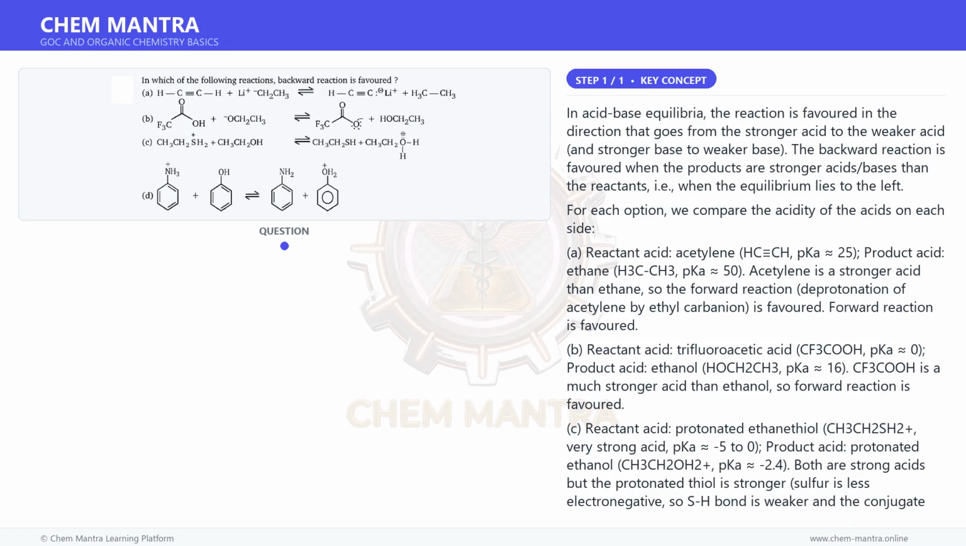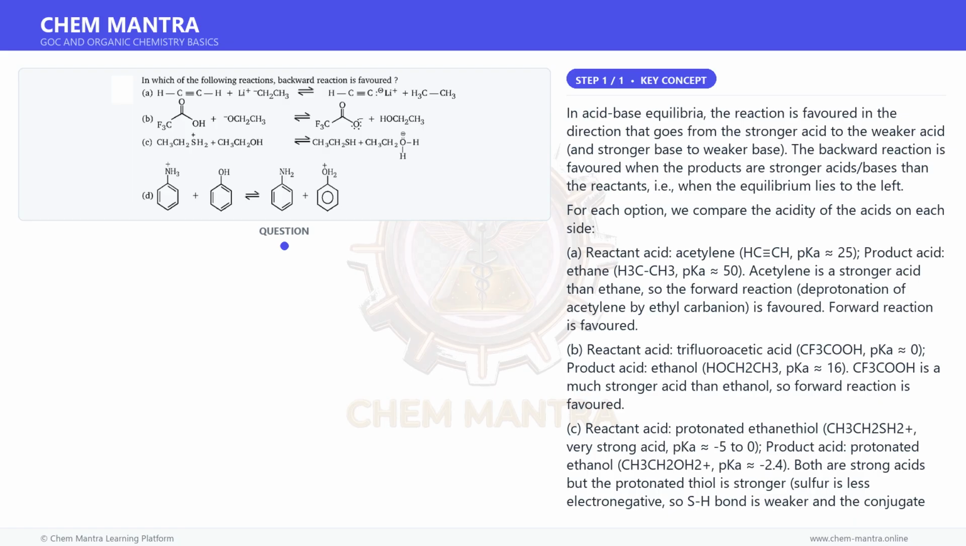B. Reactant acid, trifluoroacetic acid, CF3COOH, pKa 0; product acid, ethanol, HOCH2CH3, pKa 16. CF3COOH is a much stronger acid than ethanol, so the forward reaction is favored.